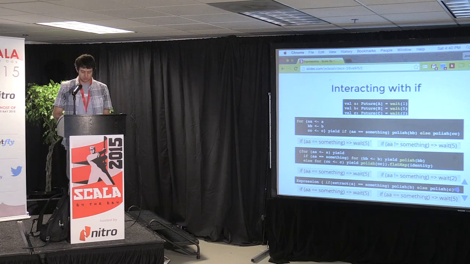And so with for expressions, you have something that's relatively close to the for comprehension notation above, but it only takes 2 seconds because through the magic of applicative and type classes, it figures out that it doesn't need to wait on C in order to polish B because A was equal to something.